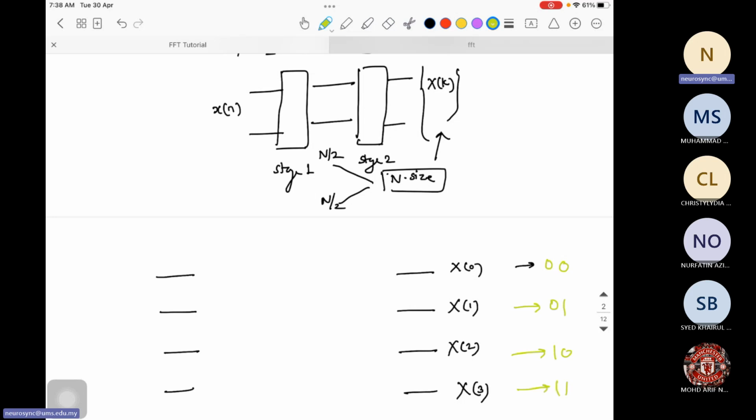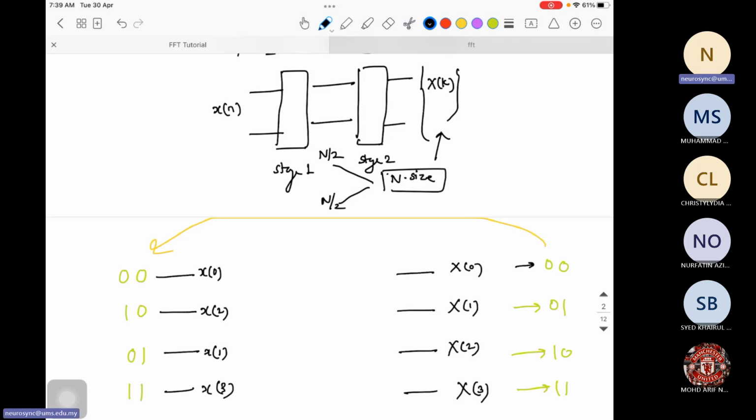If I do the bit reversal here, what will be the input here? So that is 0 0, bit reversal same as 0 0. 0 1 bit reversal will be 1 0. This 1 0 will be 0 1, and this 1 1 will be 1 1. Okay, so at the input sequence, this is small x of 0, small x of 2, this is small x of 1, and this is small x of 3. Correct?